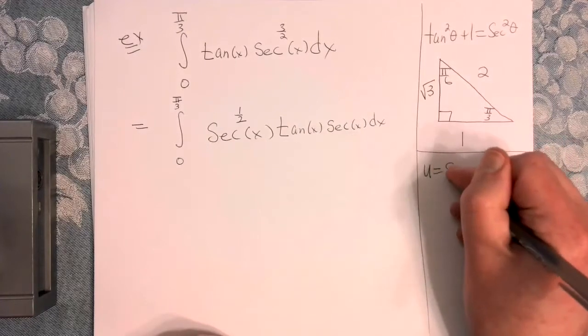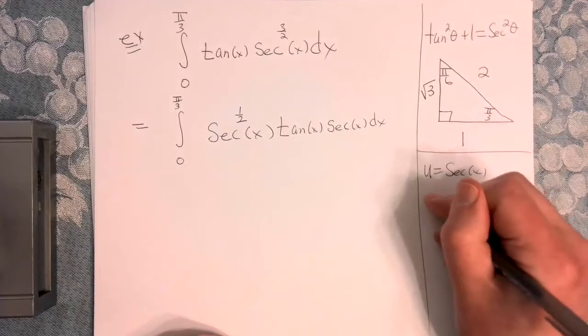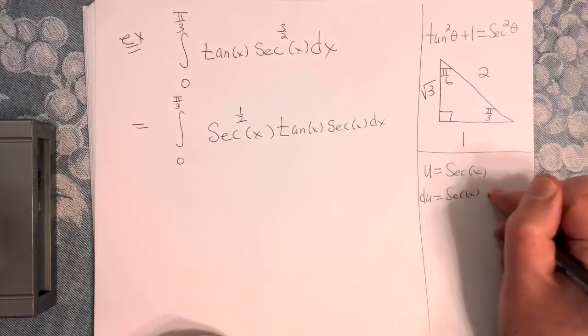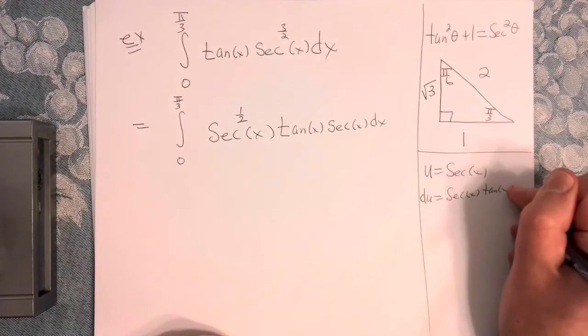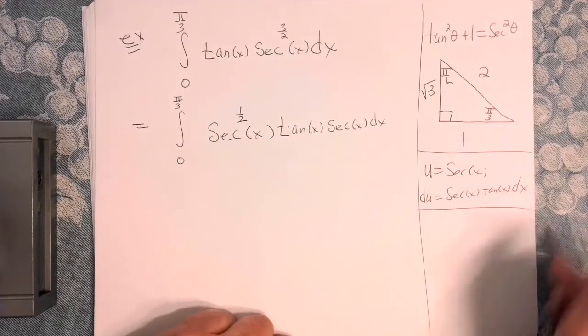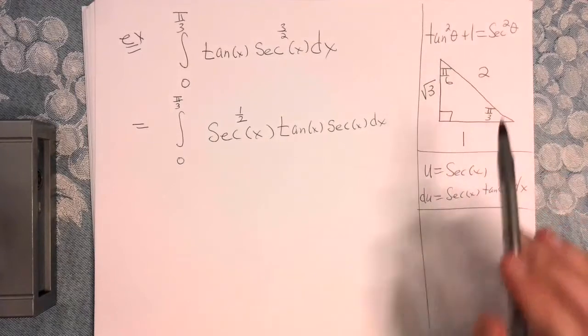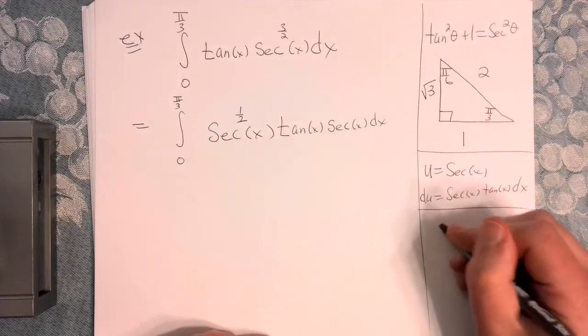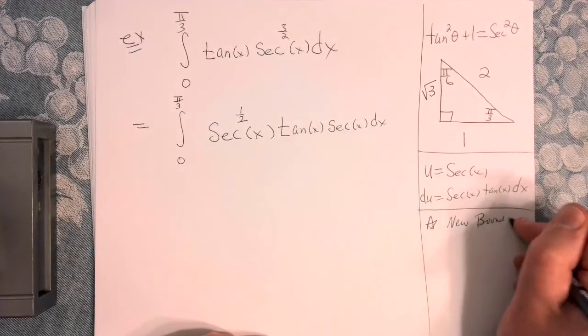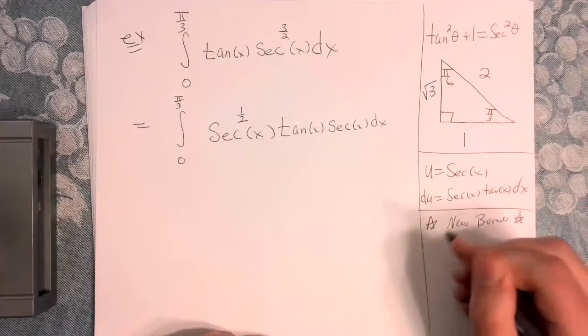Let's let u equal secant of x. And then the derivative, of course, is the product of secant and tangent, both of x dx. And I'm going to want some new bounds. Here's where this triangle will help with the upper bound. So new bounds. Every time you switch variables, switch those bounds.